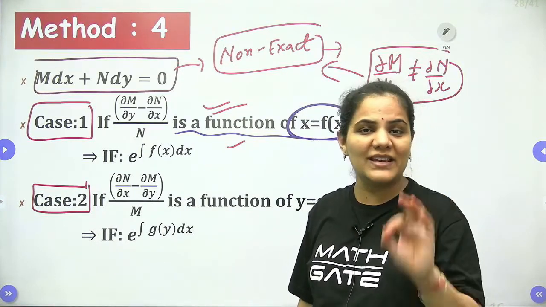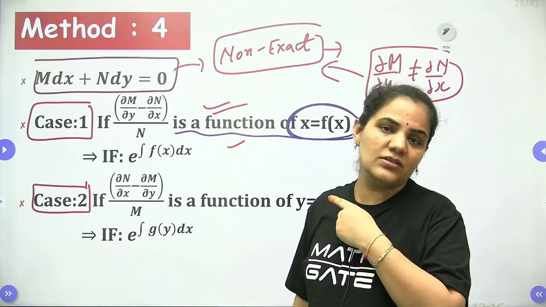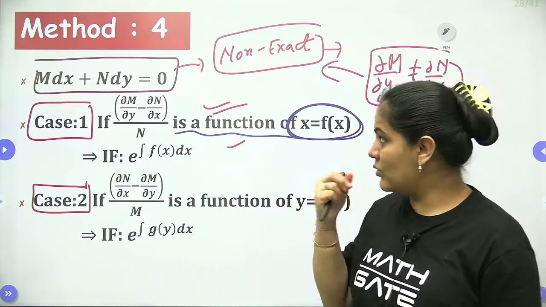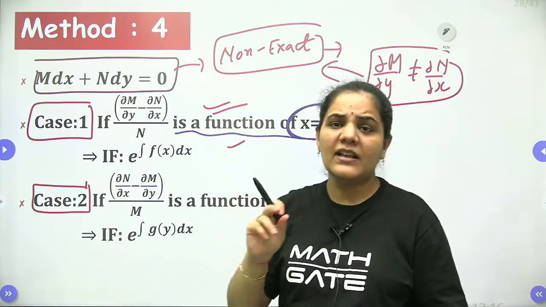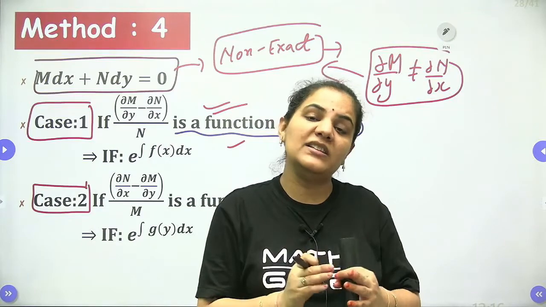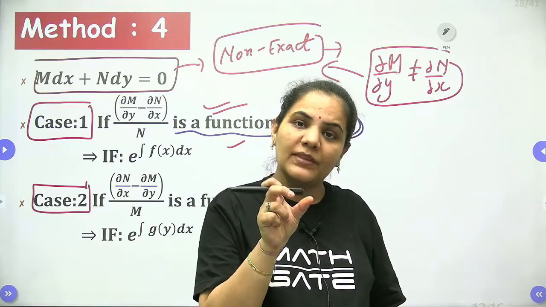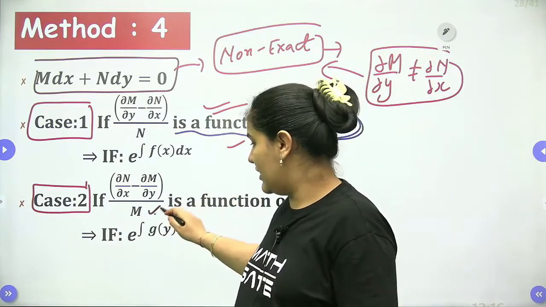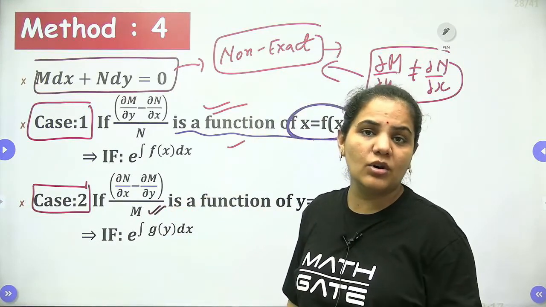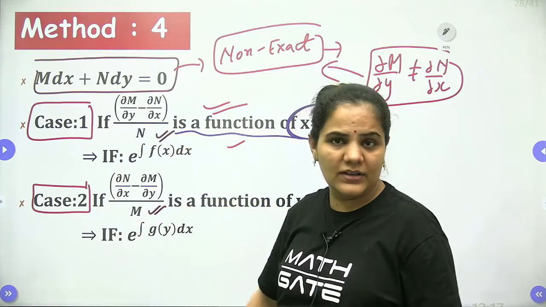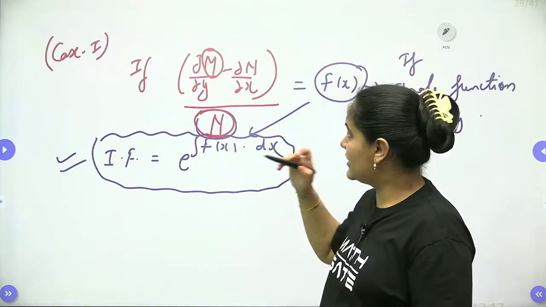You can go for any question with either of these two methods, but generally my suggestion is that whenever you approach M dx plus N dy, whichever is smaller, meaning if your M is smaller, then you can divide with M only. If your N is a small quantity, you can go with the divide-by-N method only, right? So let's have one more discussion on this one.